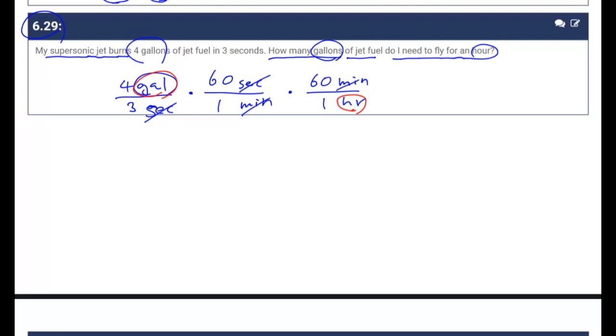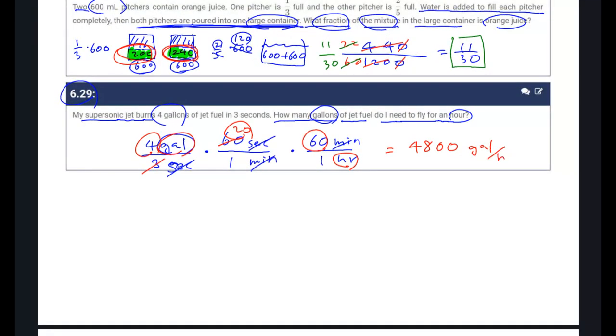Now, 3 goes into 60 20 times, and 4 times 20 is 80. 80 times 60 will be 4,800 gallons per hour, right? So that's the final answer. That's a lot of gallons of fuel, right? Bad for the environment, by the way.